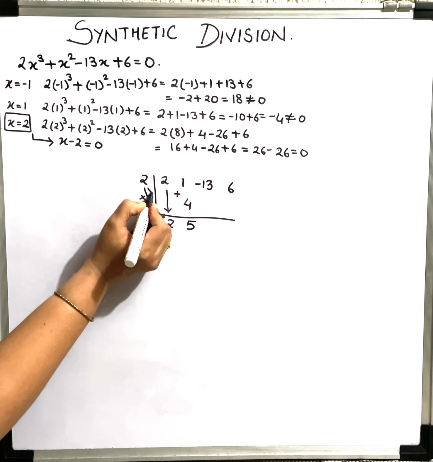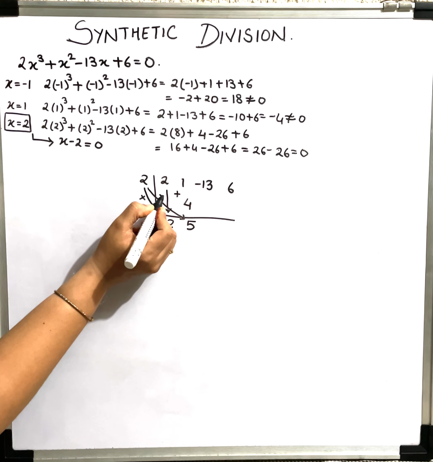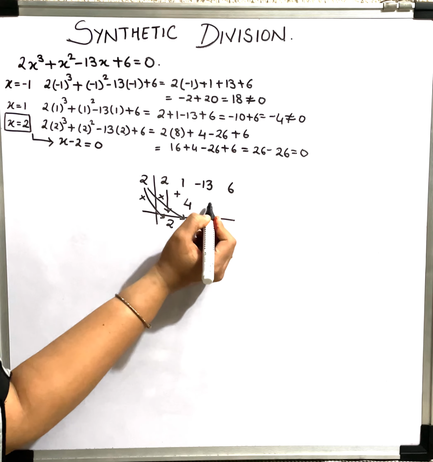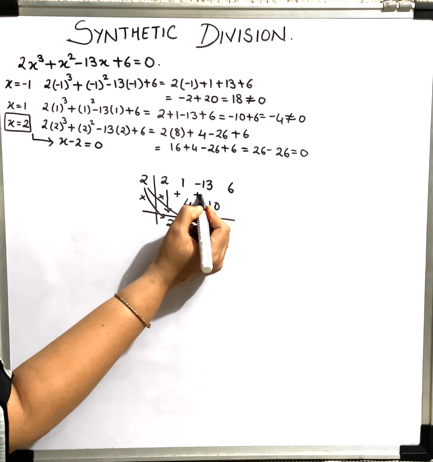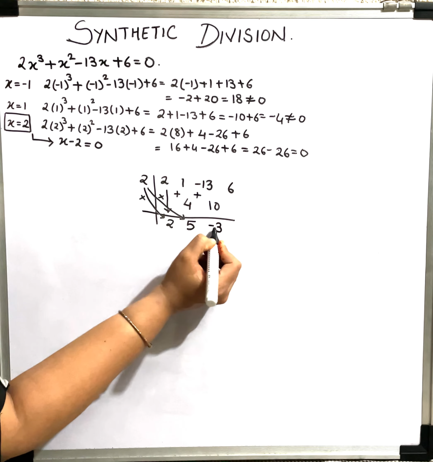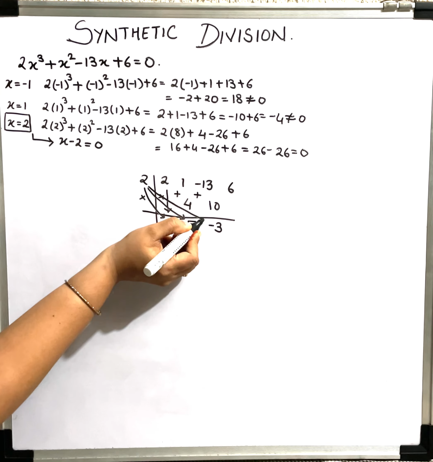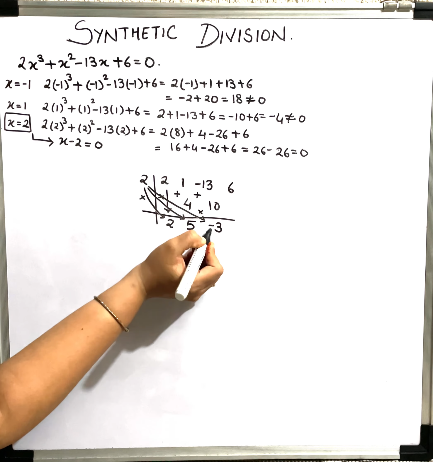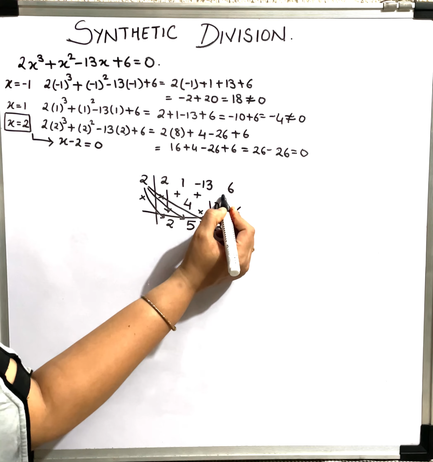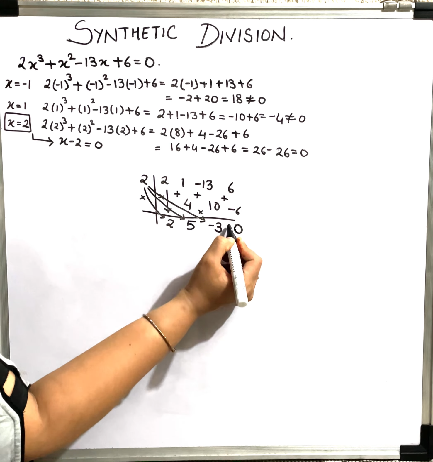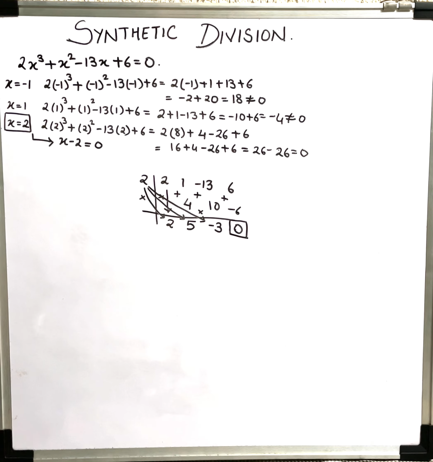Now 5 again will be multiplied by the factor 2. So 2 into 5 gives me 10. Add it up. Minus 13 plus 10 gives me minus 3. Again multiply 2 with this minus 3. So 2 into minus 3 gives me minus 6. Add it up. It gives me 0. As soon as we get the last number as 0, we stop with the second step.